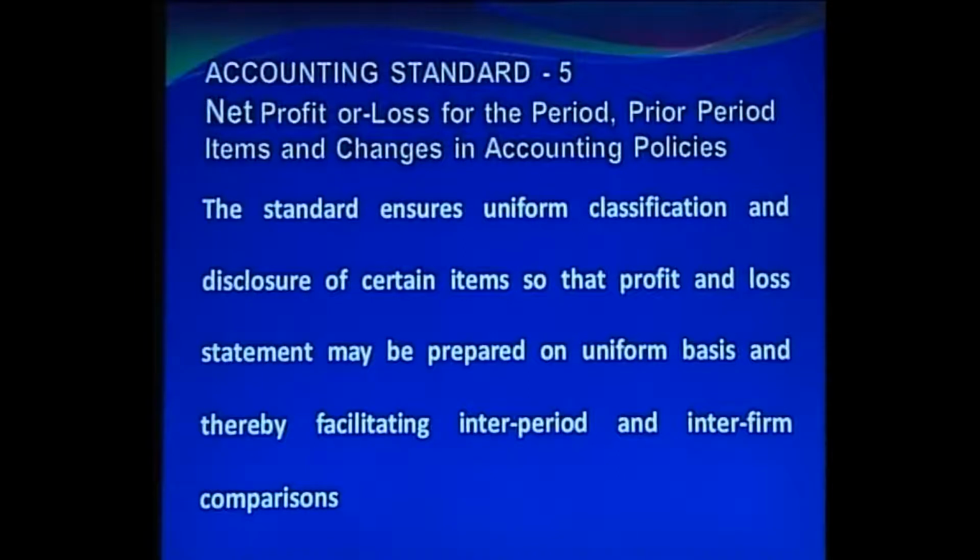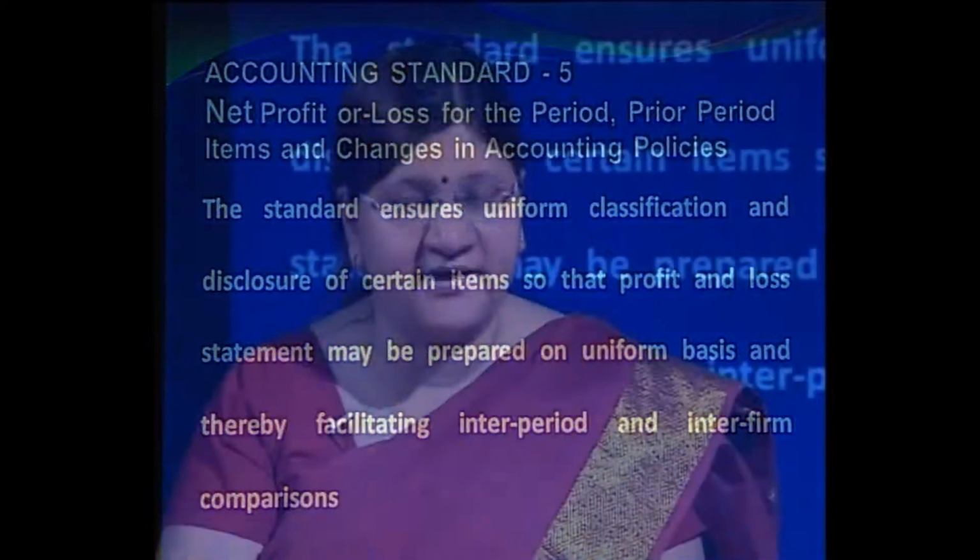What this standard ensures is a uniform classification and disclosure of certain items. Why do we need this uniform classification and disclosure? Because we need to assess the profit and loss correctly on a uniform basis. The reason behind assessing the profit and loss account uniformly is that we have to do inter-firm and intra-firm comparison. When we follow accounting standard 5 to prepare our profit and loss statement or to assess the profitability of the organization, we need to adhere to the accounting treatments as suggested by AS 5. It generally gives us the disclosure requirement, whether certain items have to be disclosed on the face of the P&L or given as notes to accounts.